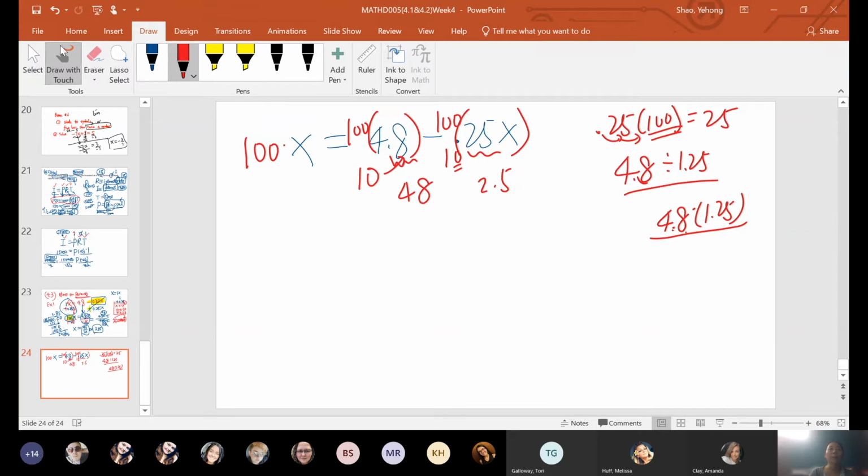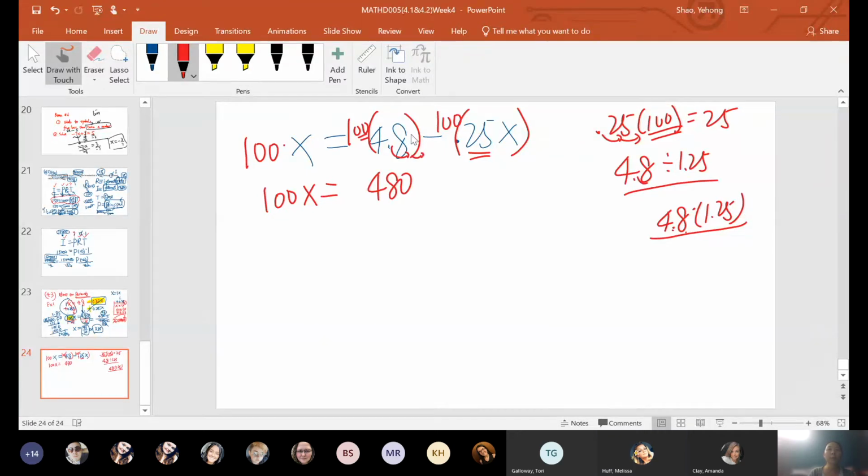So go back to 100. So that's how we pick the number to multiply. It's always going to be a multiple of 10, either 10 or 100 or 1,000, depending on how many decimal places you have. If you have 2 decimal places, it's going to be 100. Now let's multiply them. So what is 100 times 4.8? What will that give you? 480. Yes, 480. The quicker way is to move the decimal point.